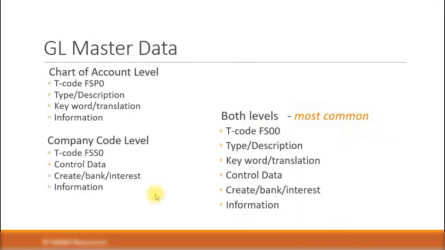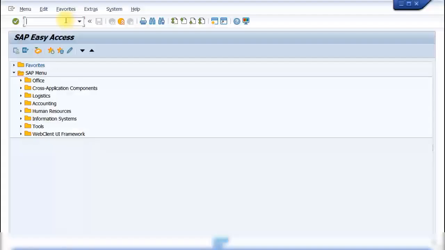In the next few minutes, we'll look at creating the GL accounts in SAP. You can either create it at a chart of account level using the transaction code FSP0, or you can create it at the company code level using the transaction code FSS0. But first it has to be created at the chart of accounts level before you can move it on to the company code level using FSS0. But the most common approach is using the transaction code FS00, where it creates at the same time chart of account level and the company code level. We will look at all these three scenarios in the upcoming presentation.